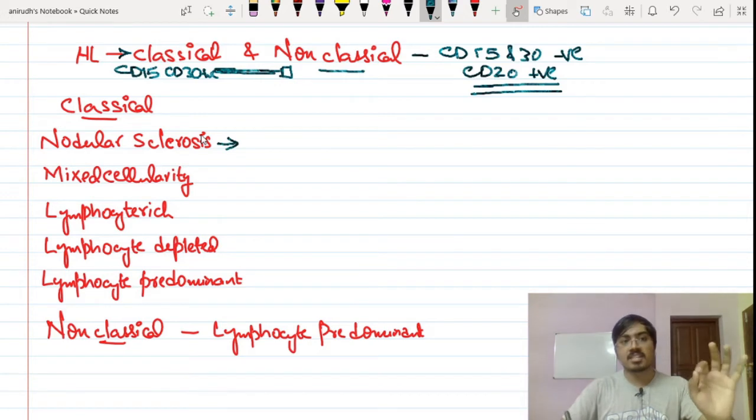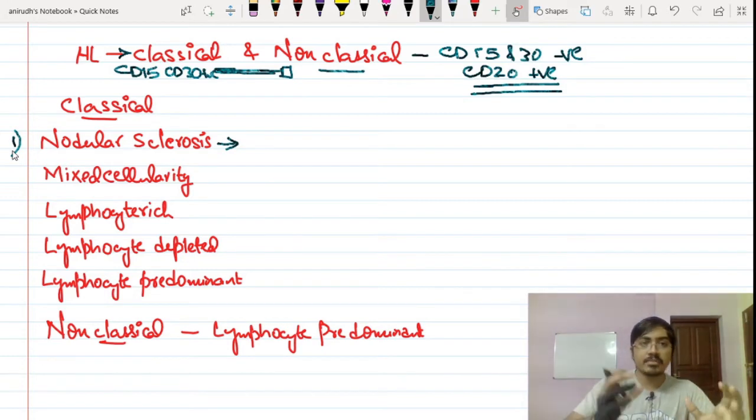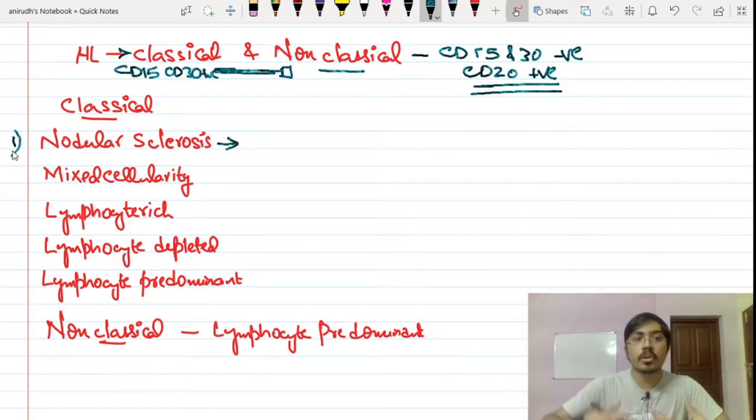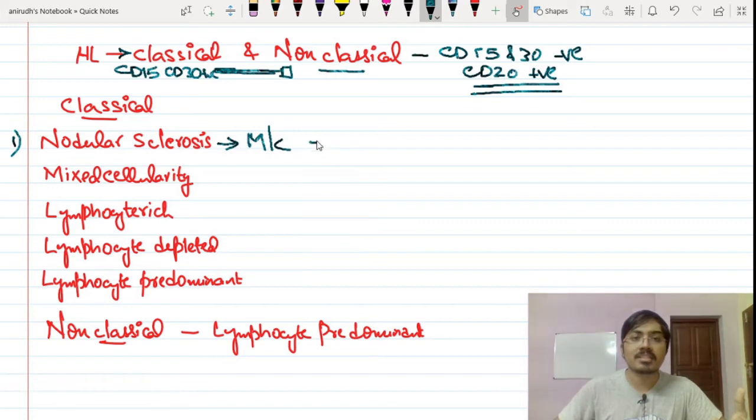Nodular sclerosis is the first type, okay? The basic word reminds me of a collagen deposition, isn't it? A connective tissue deposition, sclerosis is present, nodule formation is present. Here, remember, this is the most common throughout the world. Most common type of Hodgkin lymphoma throughout the world is nodular sclerosis. Point to remember is that the type of Reed-Sternberg cell is called by the name of lacunar cell, okay?